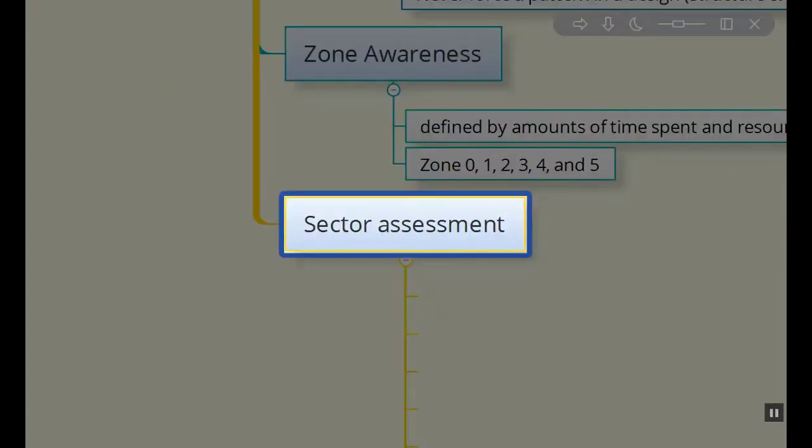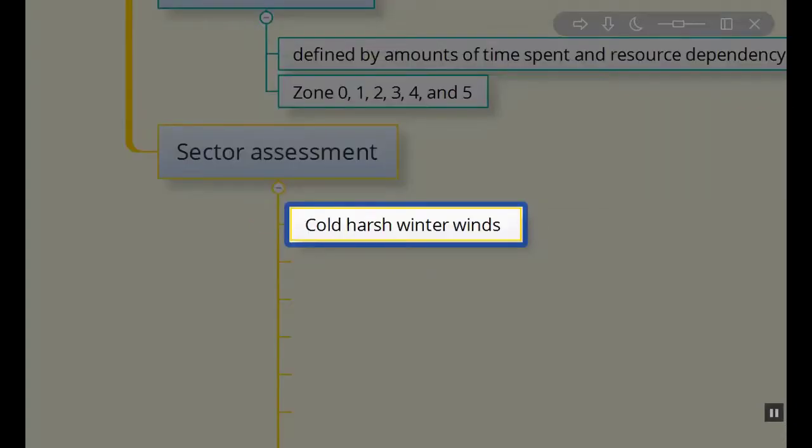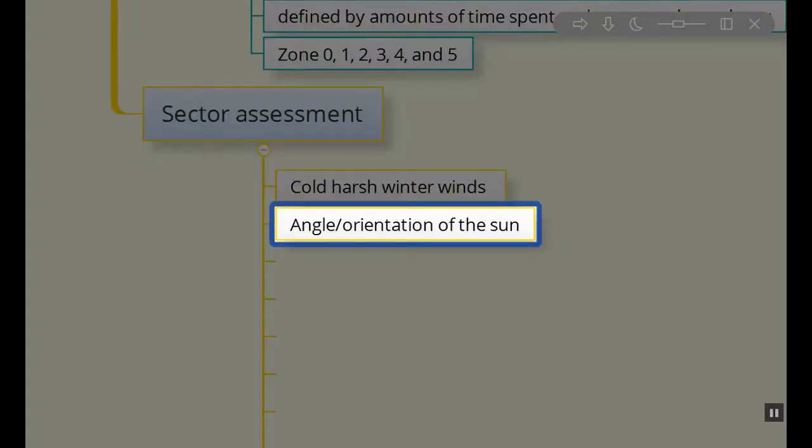Sector assessment or sector analysis is also extremely important. It took me months to really lay everything down in one of my designs with this sector assessment, and that really means lots of work. The area where I went before, we were using a GPS, using a drone, using a camera, taking pictures, lots of notes, multiple times a year. Like in our area, we have cold, harsh winter winds. How are they impacting our structures, our buildings, our cold frames, our greenhouses, and so on? The angle and orientation of the sun. We want to maximize the solar exposure in the northern hemisphere in the cold temperate climate.